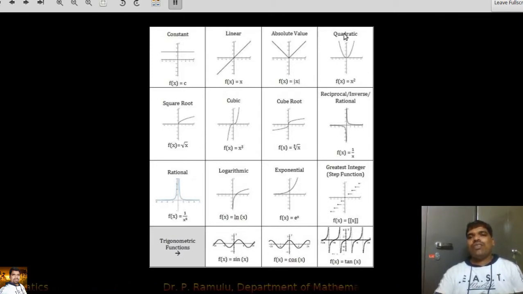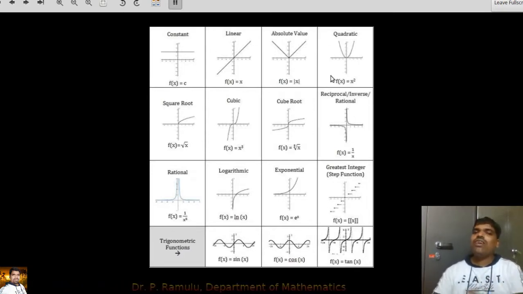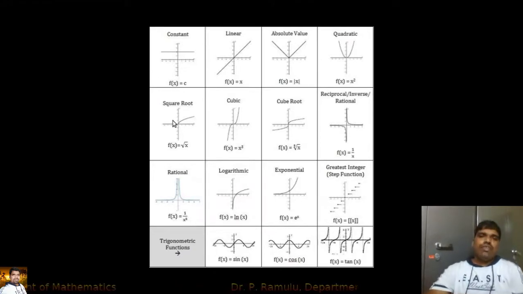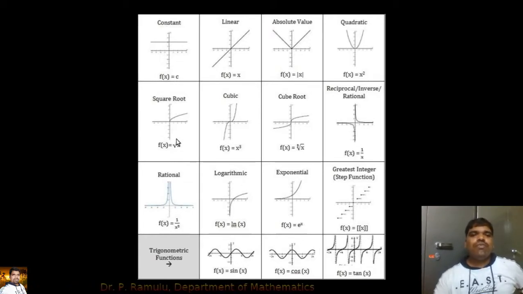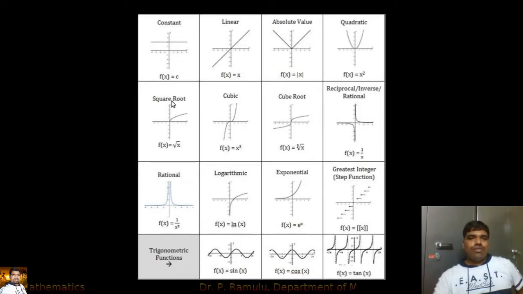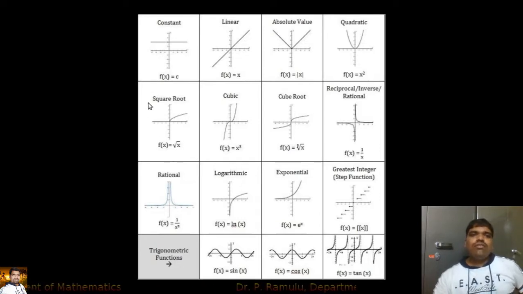Quadratic function, f of x equals x square. This is a parabolic function. This is also a function, see. Observe clearly that any line parallel to the y-axis cuts only one time in these graphs. That's why I'm saying this is also a function. Square root function. A function of the form root x, we call it a square root function. If the graph looks like this, the images take only real values from 0 onward. The domain is defined on R plus. In this domain, we define this graph, and any line parallel to the y-axis cuts it only one time. This is also a function. This is the square root function.